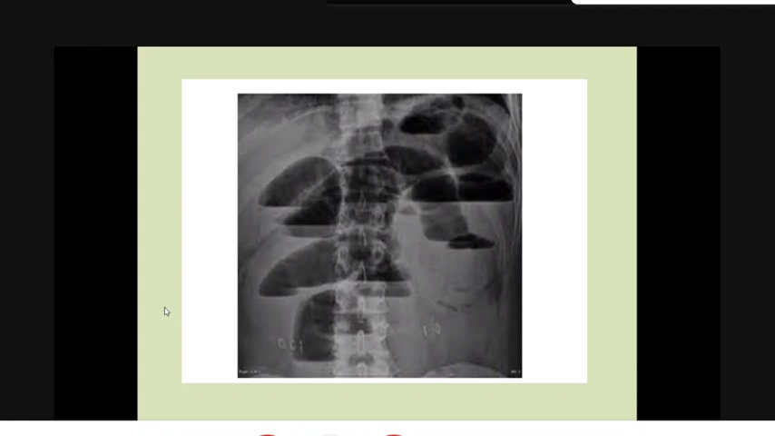Why is there reduction in the caliber of the large bowel? Anyone can answer me? Because of absence of gas bubble. No, why do we see reduction in the caliber of the large bowel in small intestinal obstruction? What is the reason? Because the gas reaches the large bowel through the small bowel. So if the small bowel is obstructed, how can the gas reach the large bowel? The amount of gas reaching the large bowel will decrease, and the amount of fluid reaching it will decrease, so there is reduction in the caliber of the large bowel.